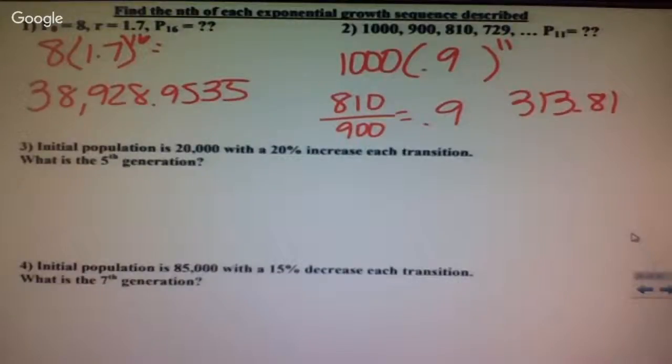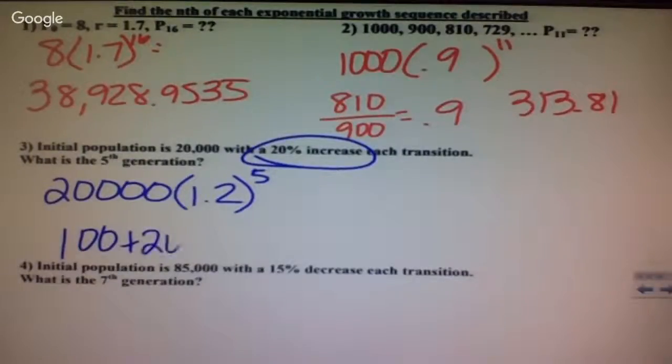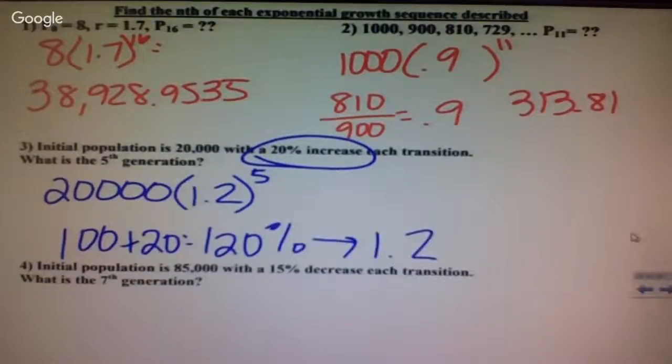Okay. Number 3. You gotta do 100 plus 20. It's 20,000 times parentheses 1.2, 1.2 to the side. Good. It's a 20% increase. So that means I'm 20% above 100, which is 120%, which as a decimal is 1.2. Okay, these numbers are not poofing out of thin air. Your answer here is 49,766.4.